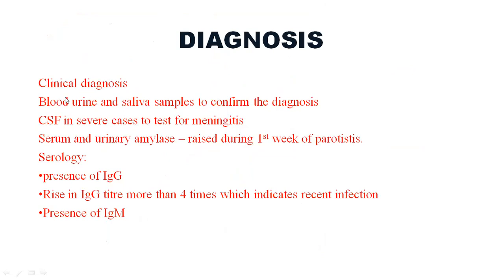How could you diagnose? By history collection and physical examination, followed by clinical diagnosis through blood, urine, and saliva samples to confirm the diagnosis. CSF in severe cases to test for meningitis. Serum and urinary amylase can be done, which will usually be raised during the first week of parotitis infection. Serology: presence of IgG immunoglobulin and a rise in IgG titer of more than 4 times, which indicates recent infection, and presence of IgM.